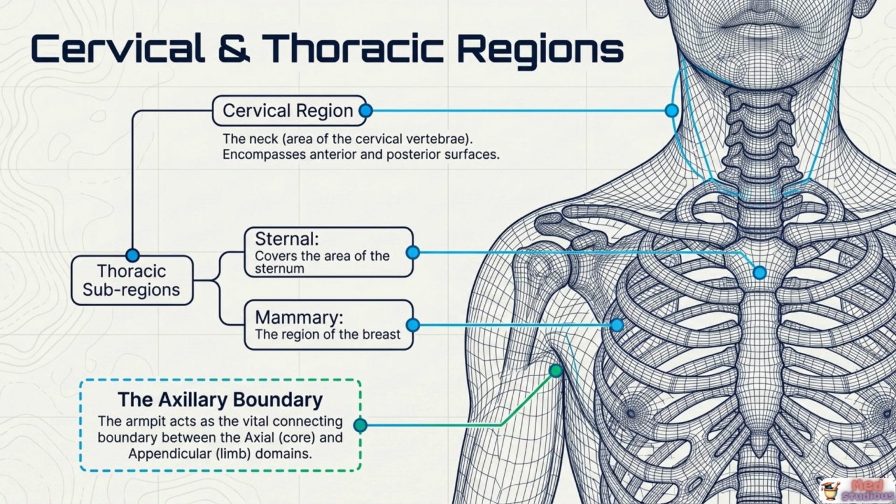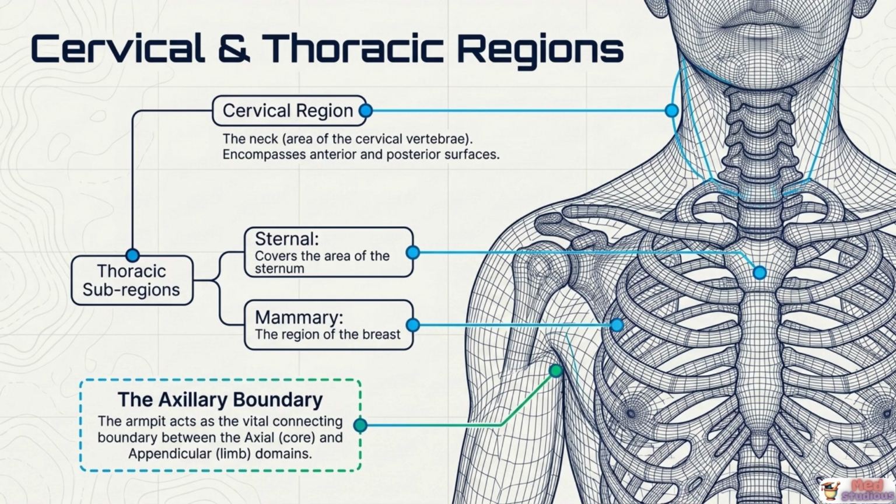The thoracic region descends from the cervical and is subdivided into two primary subregions. The sternal region covers the area of the sternum, the flat midline bone that anchors the ribcage anteriorly, and is the landmark for sternal puncture and CPR compressions. The mammary region is the region of the breast, covering the anterior thoracic wall on both sides.